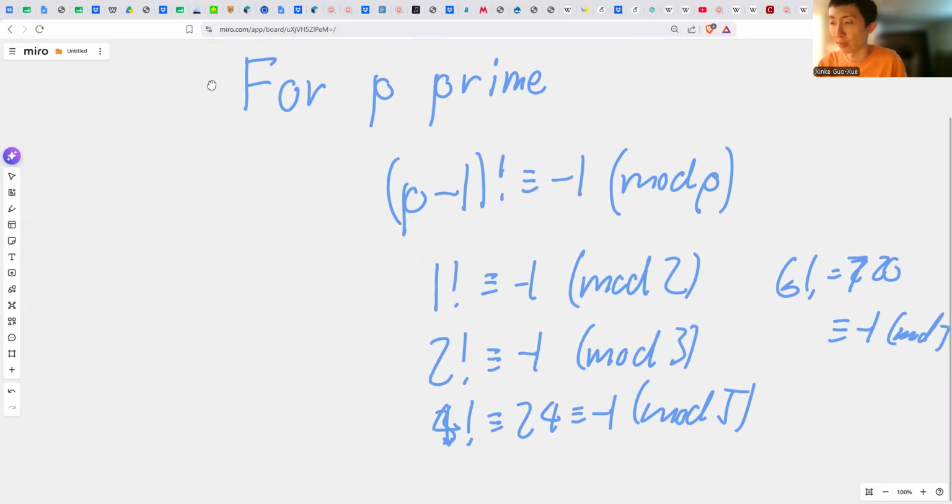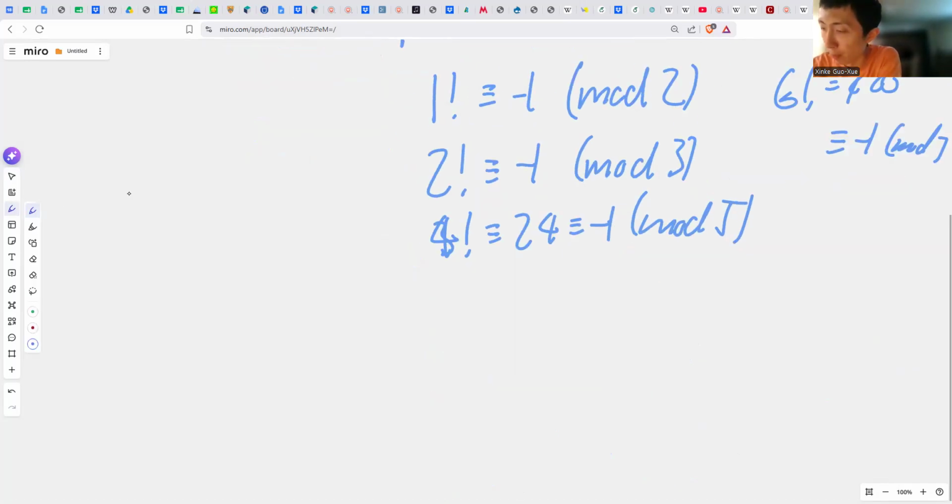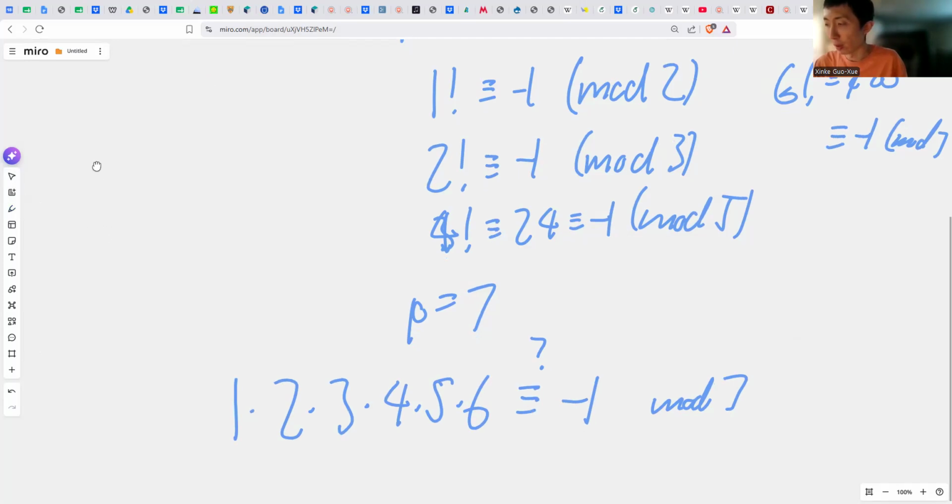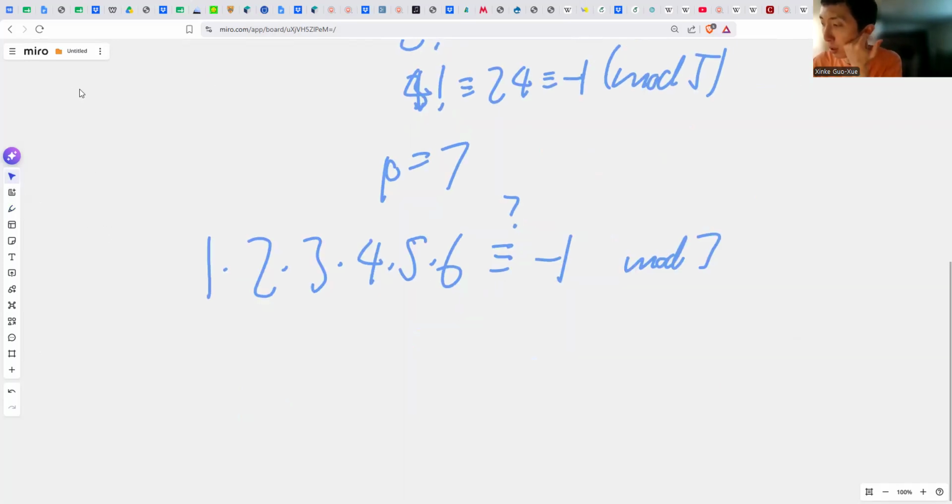So let's see if we can prove this. Let's just take 7 as an example. So 1 times 2 times 3 times 4 times 5 times 6. We want to see why this is -1. Well, it turns out that every non-zero element in a prime modulus has a unique inverse. And in fact, its inverse is different from itself, unless it's plus or minus 1.